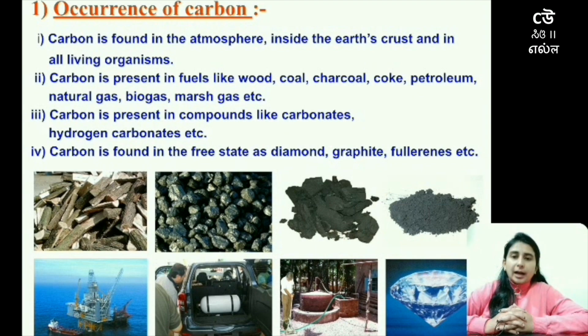Moving on, carbon is present in different types of compounds, for example, carbonates, hydrogen carbonates, etc. And then carbon is also found in free state such as diamond, graphite and fullerene. So students, what are these? These are called allotropes of carbon. Means that ये वो सारे compounds हैं which are only made of carbon atoms. So therefore these three will be called allotropes of carbon.